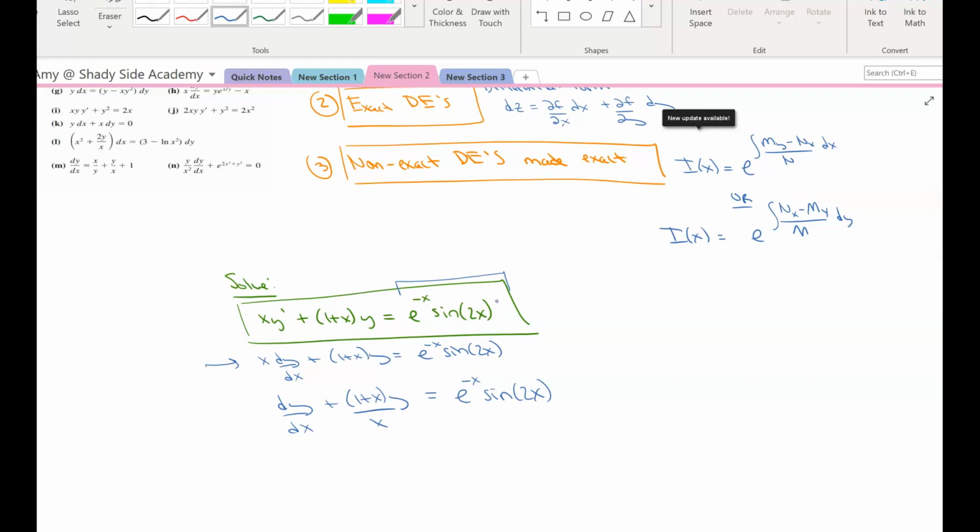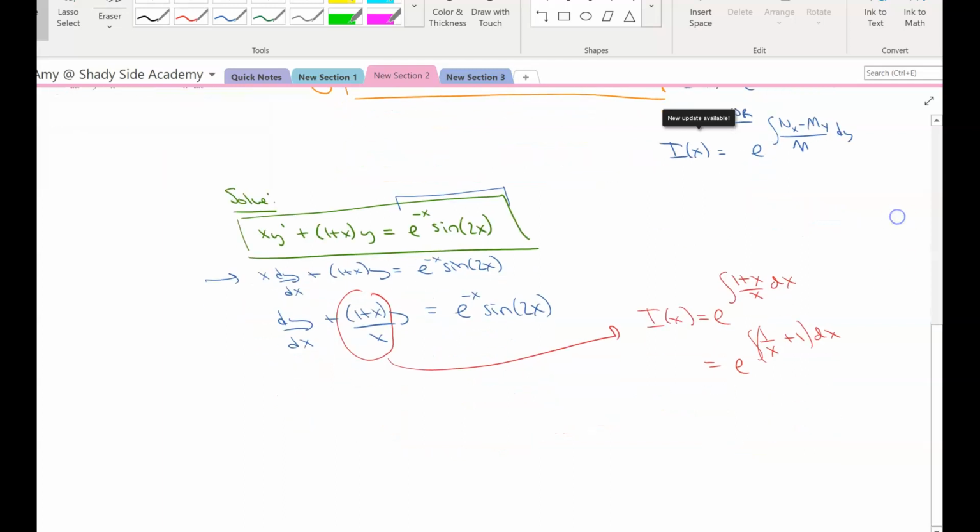Then here's what happens. P of x is this right here, and I need to figure out what the integrating factor is. The integrating factor is going to be e raised to the indefinite integral of 1 plus x over x dx. When integrating 1 plus x over x dx, it's going to behoove me to rewrite the integrand like this, blowing the dust off of our integration brain. And then when I integrate, I get this.